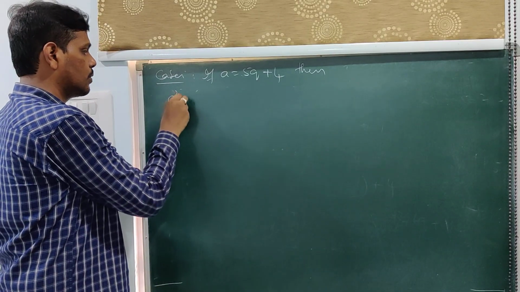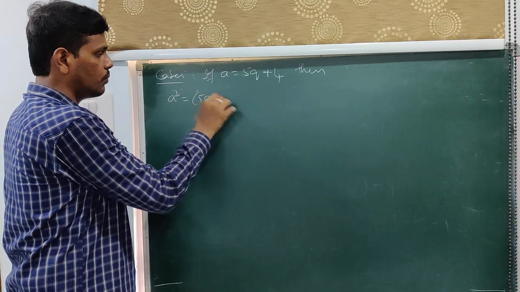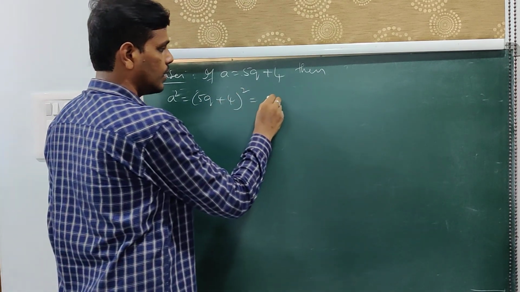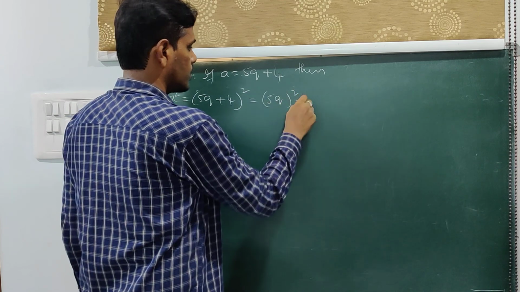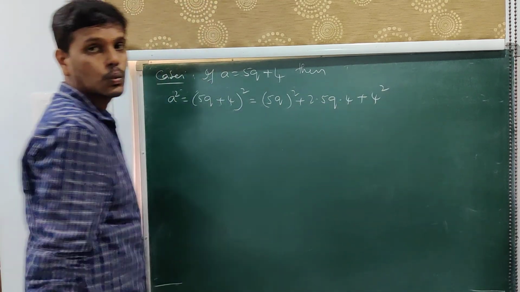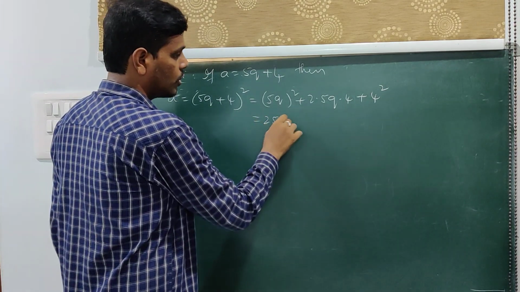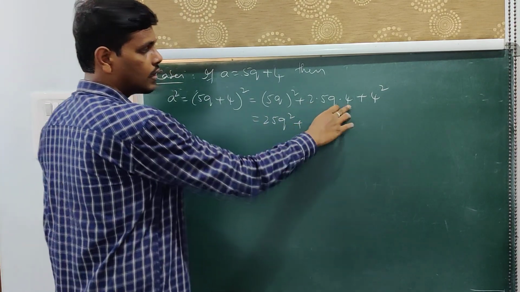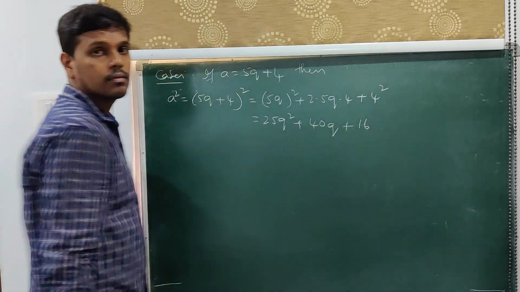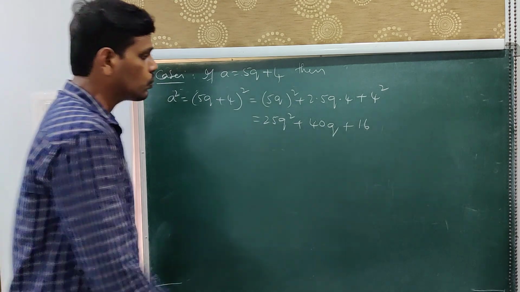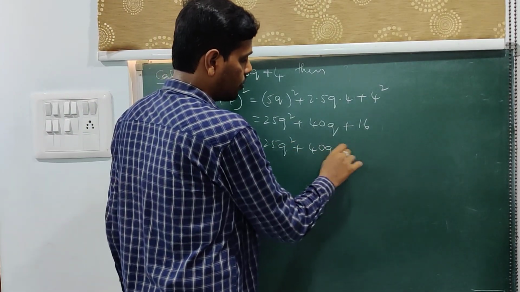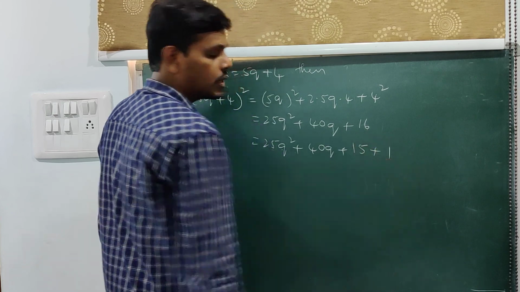So now we calculate a square. So a square is equal to 5q plus 4 whole square. So a plus b whole square again, a square plus 2ab plus b square. So 5q whole square is 25q square, 2 5s are 10, 10 4s are 40, 4 square is 16. Now that 16 you can write it as 15 plus 1. So that is 25q square plus 40q plus 16, you can write it as 15 plus 1.